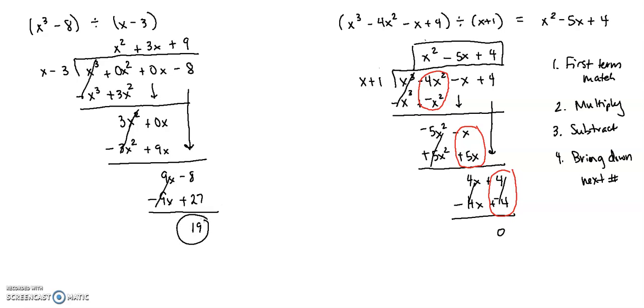And remember, I do remainder over divisor. So I get 19 over x minus 3. Okay, so that's going to be my final answer. This time we've got a fraction in our answer. It doesn't go in evenly. So that's what you do with a remainder. If you have a number left over, it's going to go over the divisor.